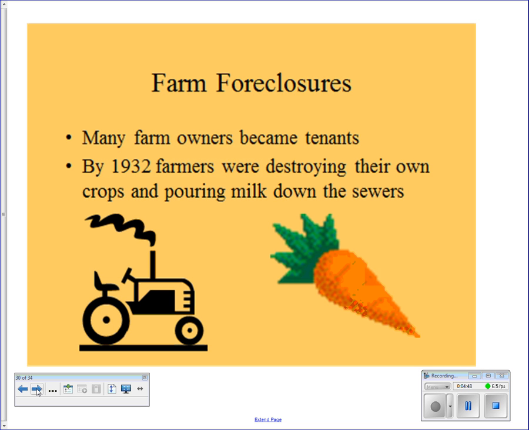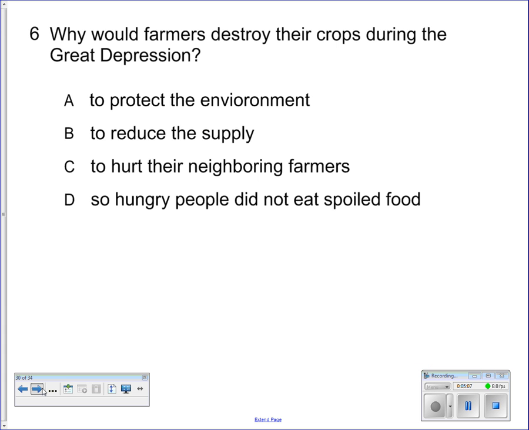All right, farm foreclosures were huge. Farmers became tenant farmers. We remember that from the Great Depression. They just started working for the bank, giving the bank their profits. How productive are they going to be? Farmers would destroy their crops and pour their milk down the sewers, and we'll explain why here in a second.